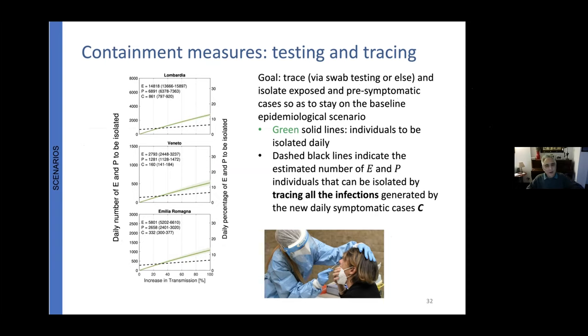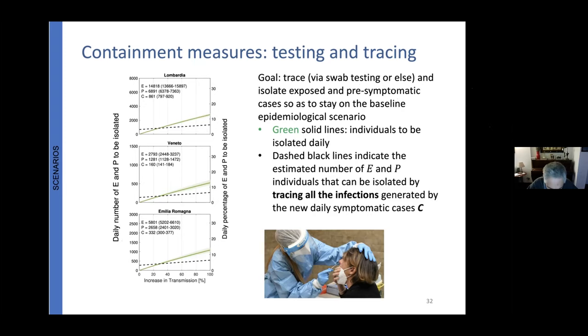Of course, another containment measure that you can do is testing and tracing on a large scale. And again, what we did, we estimated the daily percentage of exposed and pre-symptomatic people that should be isolated. Now, it's very difficult to isolate the exposed, of course, because in many cases, when you are exposed, the swab test is not yet positive.